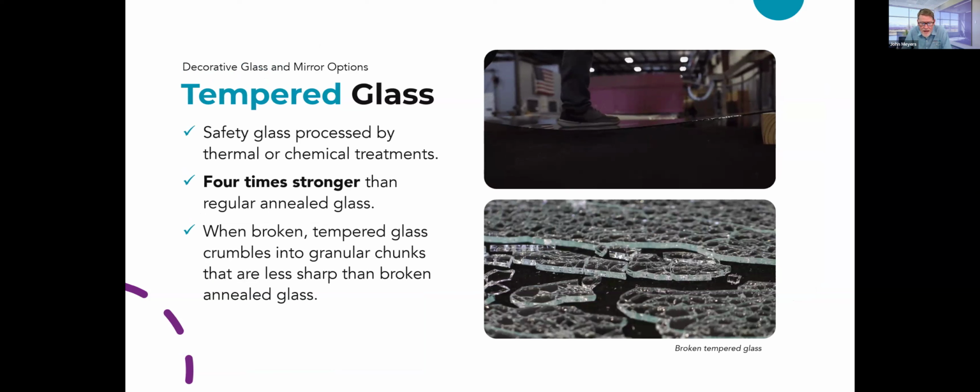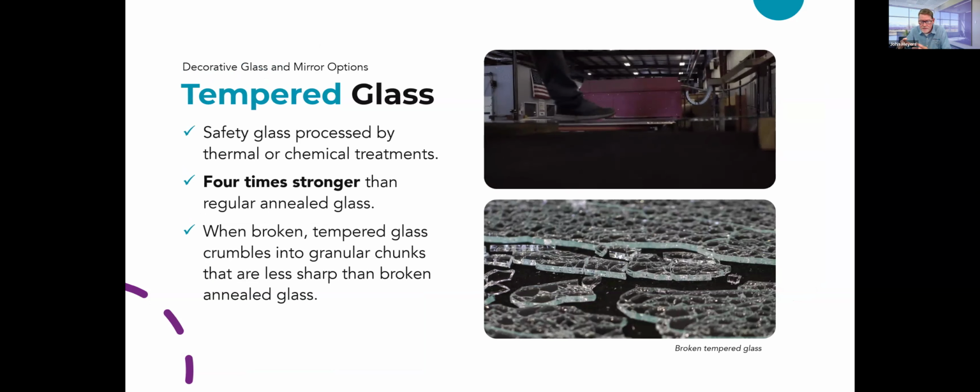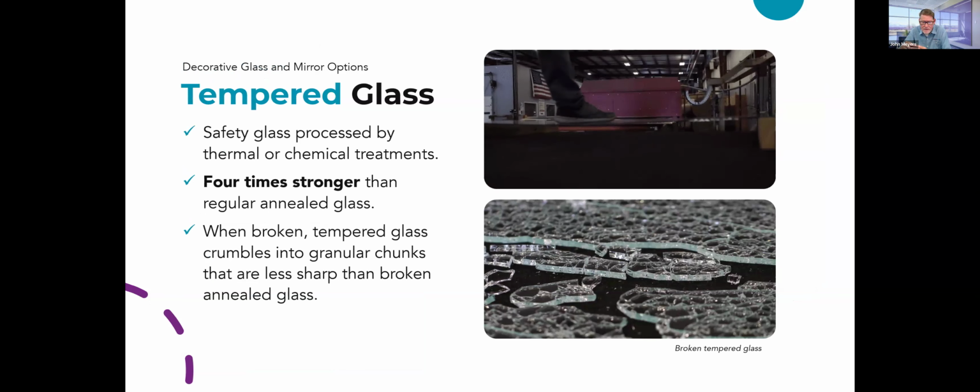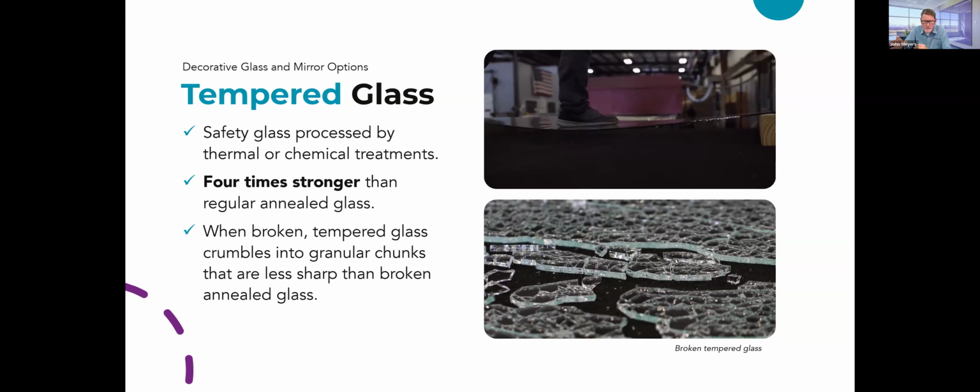Tempered glass is a type of safety glass that we talked a little bit about a minute ago. It's processed by controlling thermal treatment to increase strength compared to standard glass. It's 4 times stronger than standard glass. What it does is it puts the outer surfaces into compression and the interior into tension.